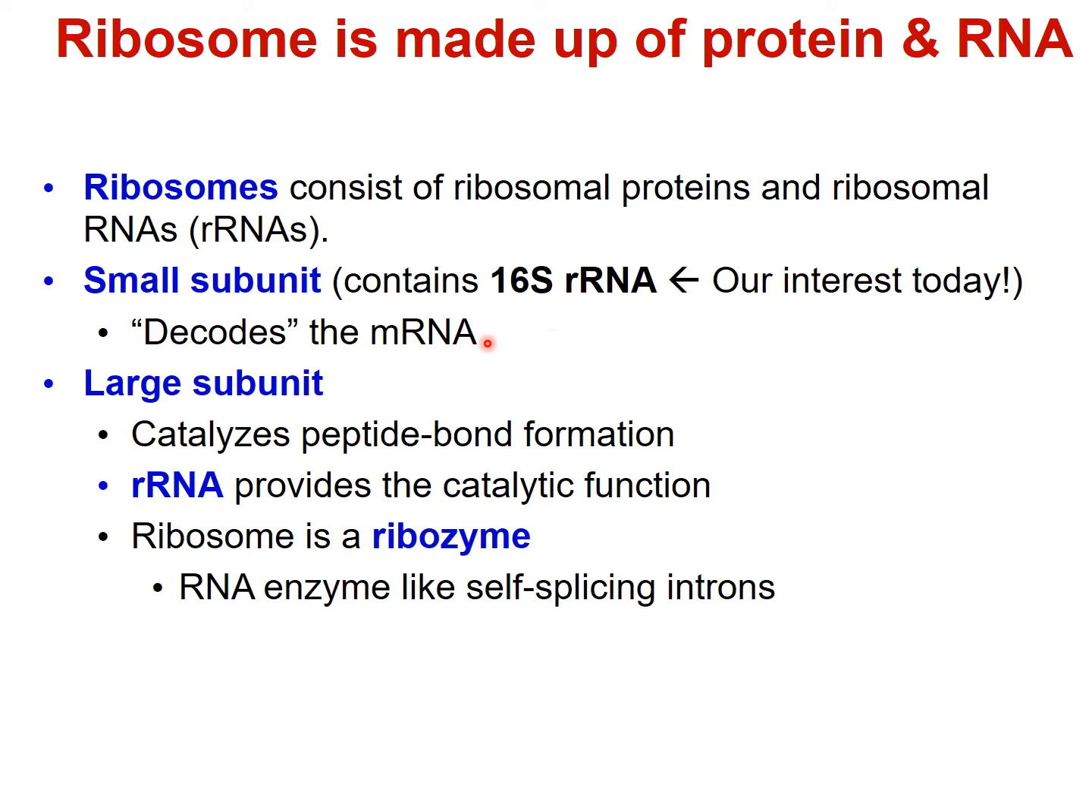Now, the large subunit, which is not going to be involved in any of our analysis today, catalyzes peptide bond formation. The larger ribosomal RNA actually has the catalytic function for forming peptide bonds. So the ribosome is a ribozyme, very similar to self-splicing introns or hammerhead ribozymes, which you may have heard of. So the function of RNA in the ribosome is critically important.